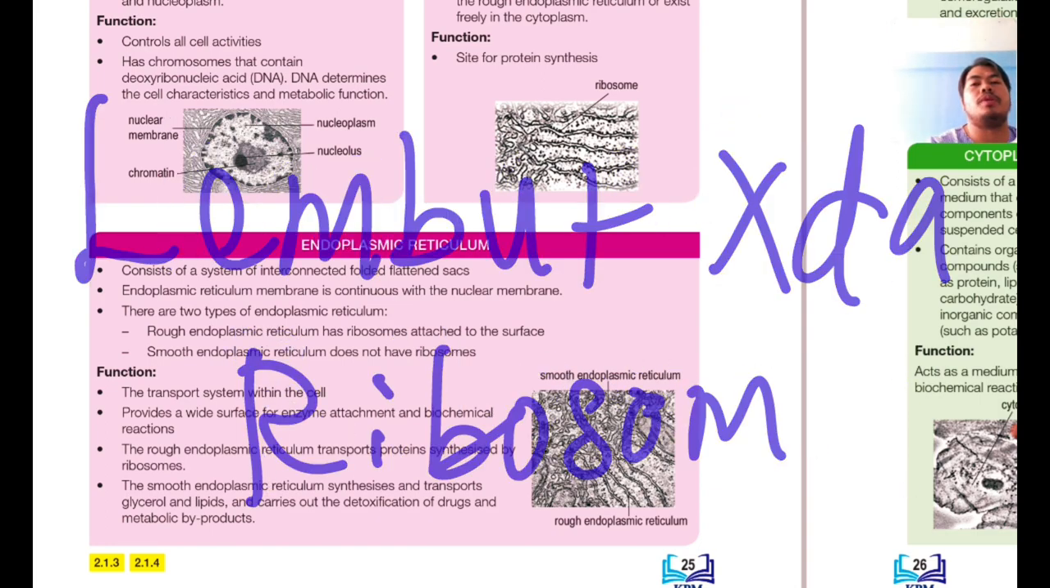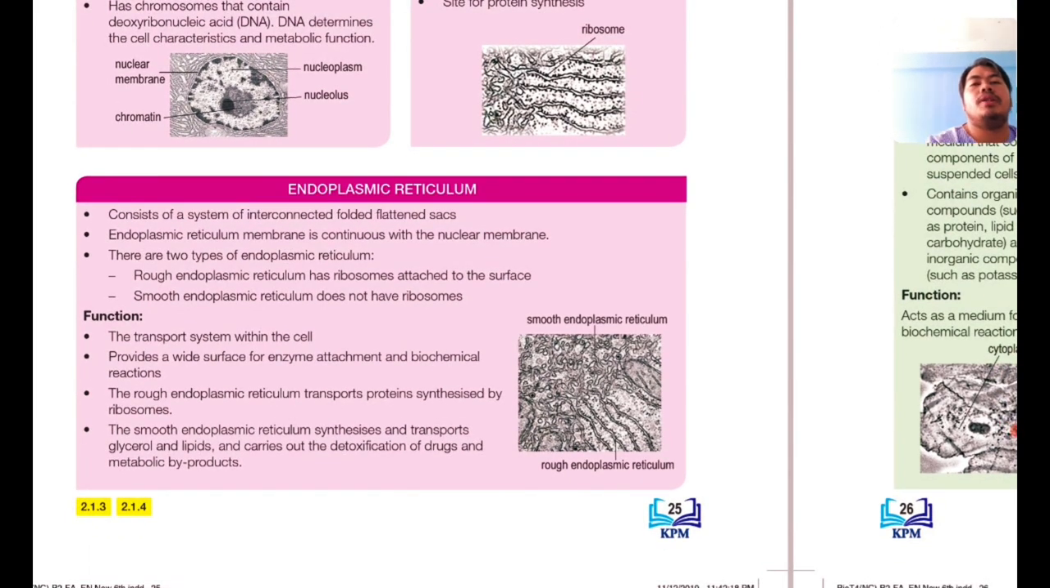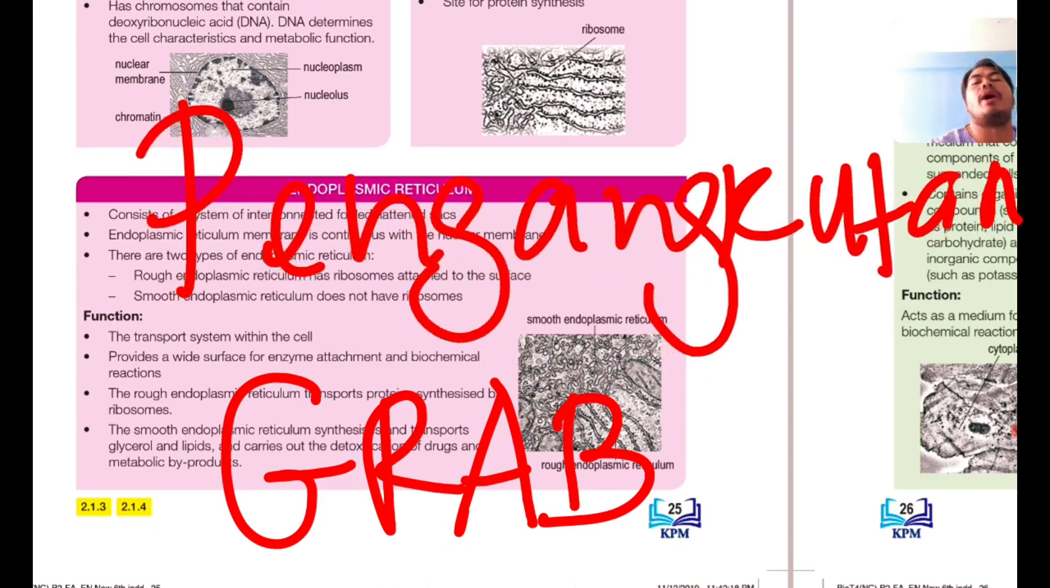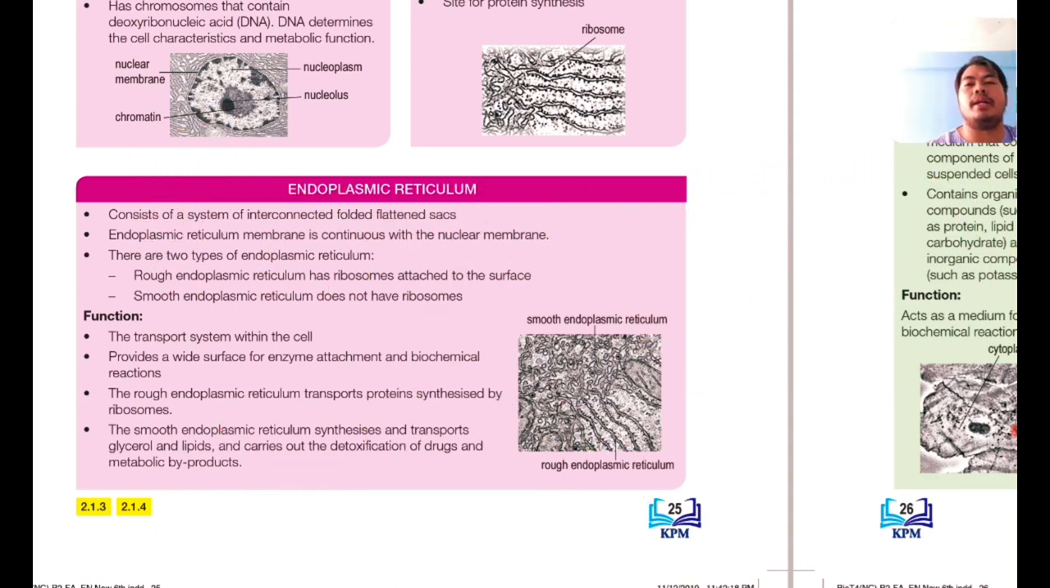That is the difference. So what is the function of the ribosome, just now? Protein synthesis. So rough has ribosomes and smooth does not. The function is the transport system within the cell. It's like a Grab, actually. The endoplasmic reticulum acts like a Grab, Grab Food, foodpanda, or whatever you want to call it, a runner. It is a transport system within the cells.